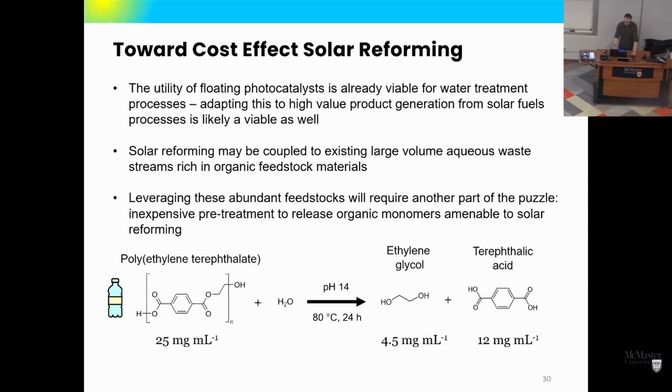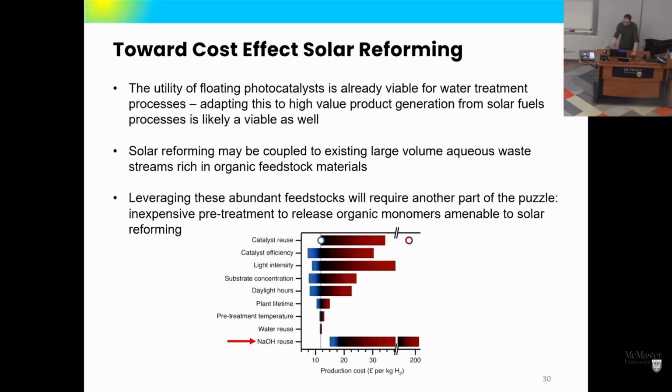So another one of the things that we're going to be working on here at McMaster in the next couple of years is targeting this NaOH reuse problem. This is the other part of the puzzle that needs to be solved in order for this process to be commercially viable. So we're looking at ways that we can use solar heat in order to depolymerize these compounds as well. But hopefully more on that the next time you hear from me.